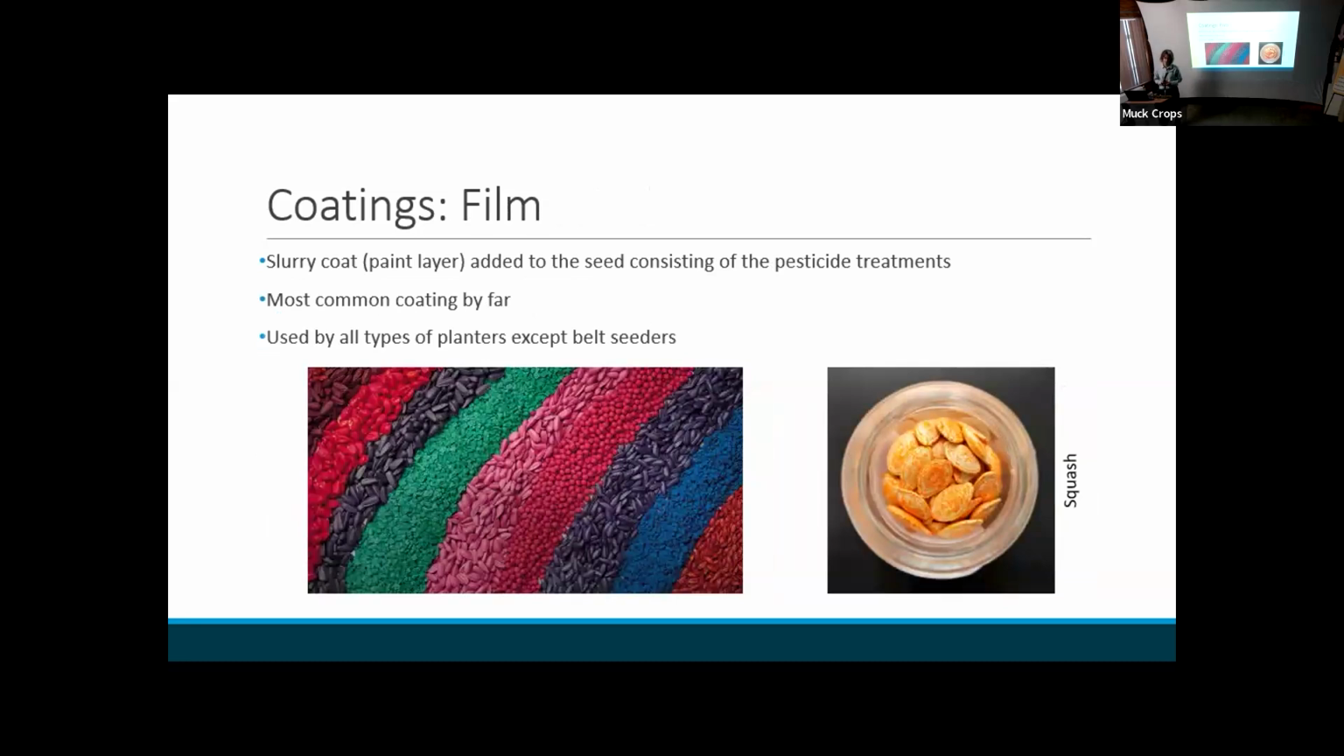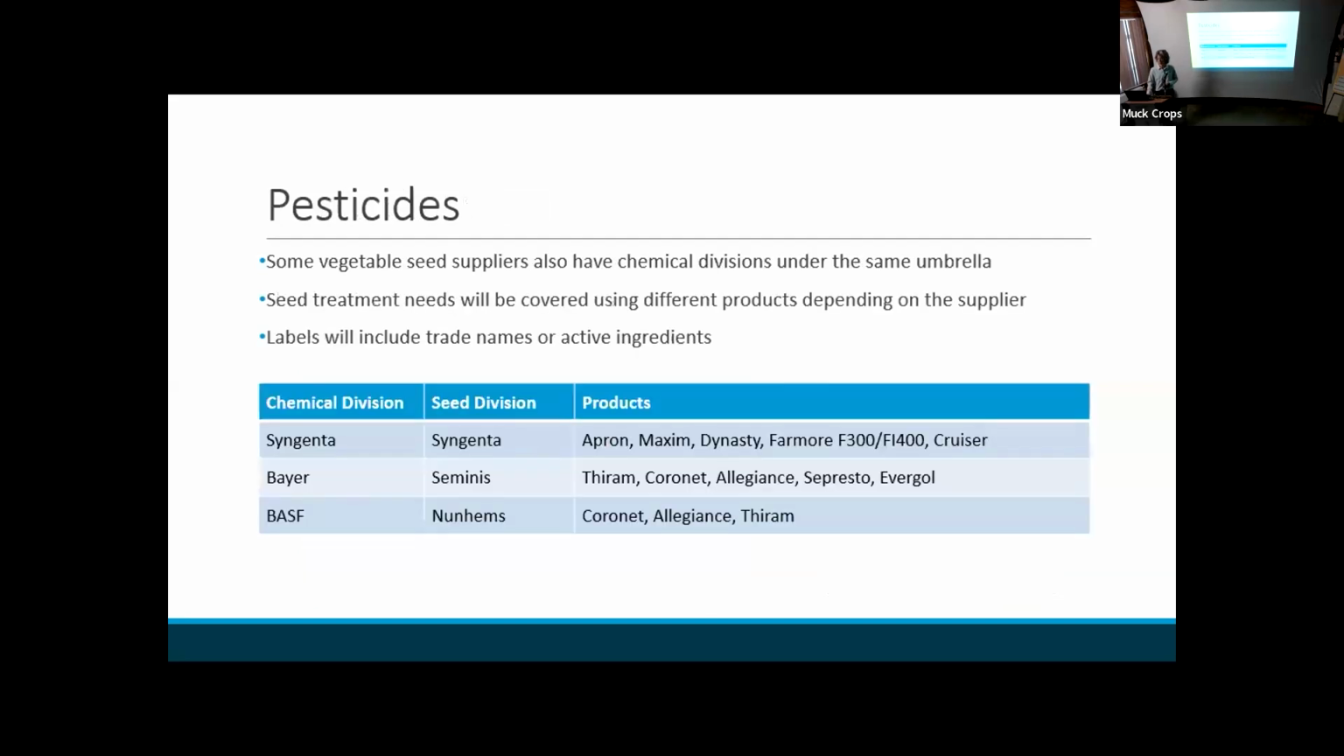So film coating, that's actually broad range. It is the most common method of coating a seed. It is a slurry coat or a paint layer that consists of the pesticides, and it's just painted directly onto the seed in a way that is not going to release any powder or dust off of it. And we see it used very broadly.